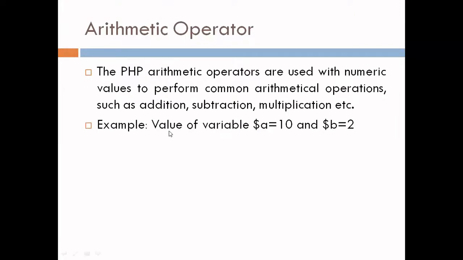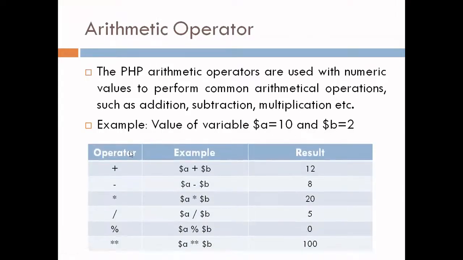Example: here the value of variable a is 10 and the value of b is 2. Here I have written $a, so a is our variable name. Whenever we declare any variable in PHP, it always contains a dollar symbol as a prefix. So that is variable a and that is variable b. The operations on variables a and b: if I perform the plus operation, it means addition. So $a plus $b, then the result will be 12.